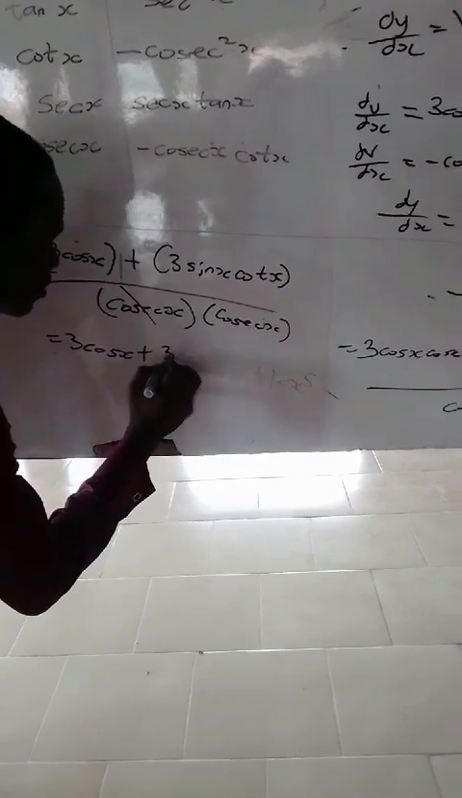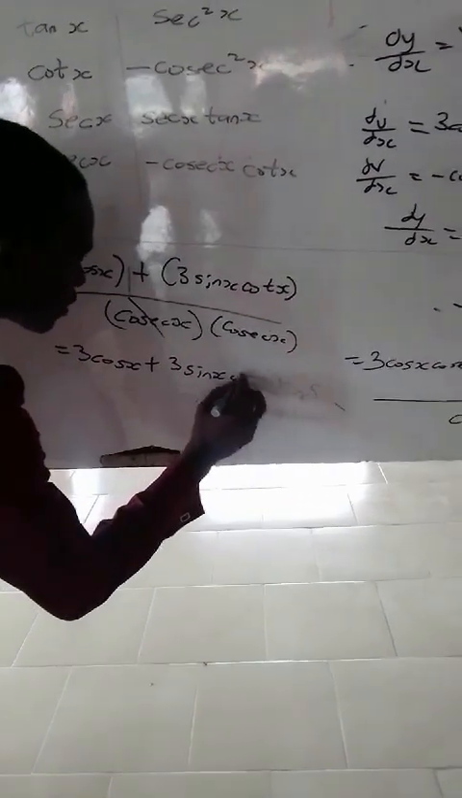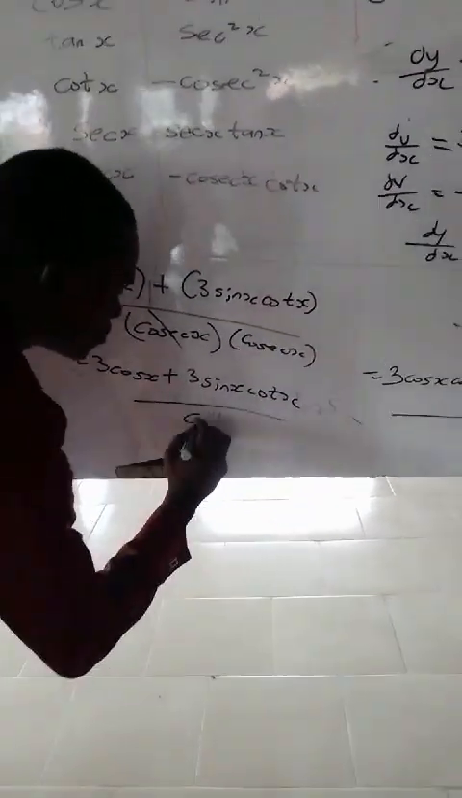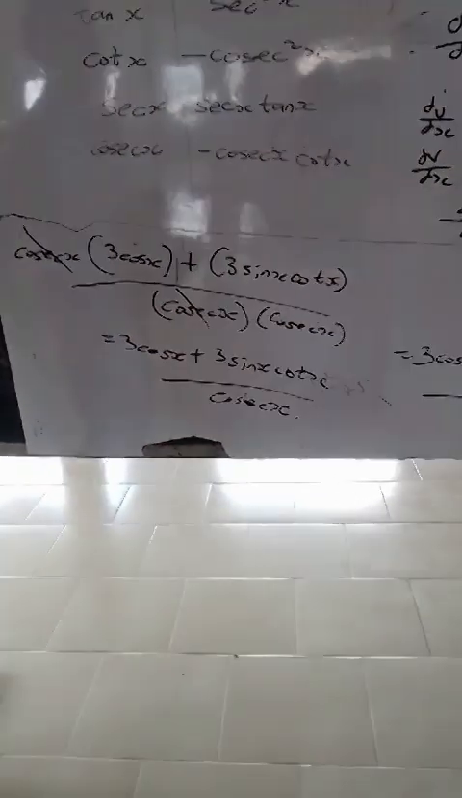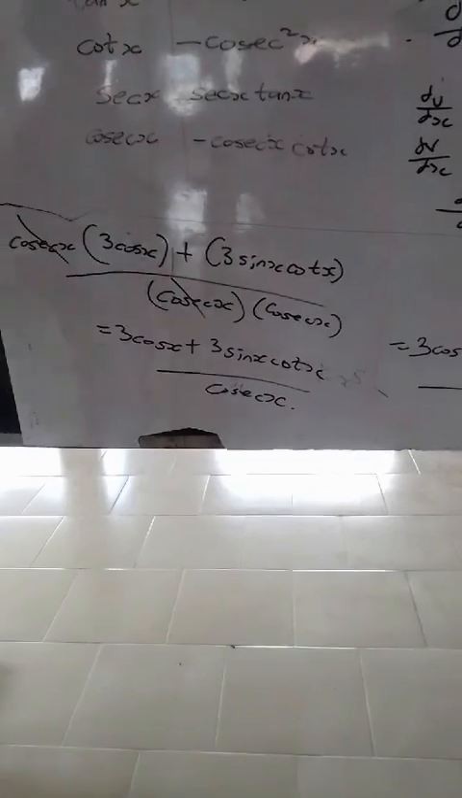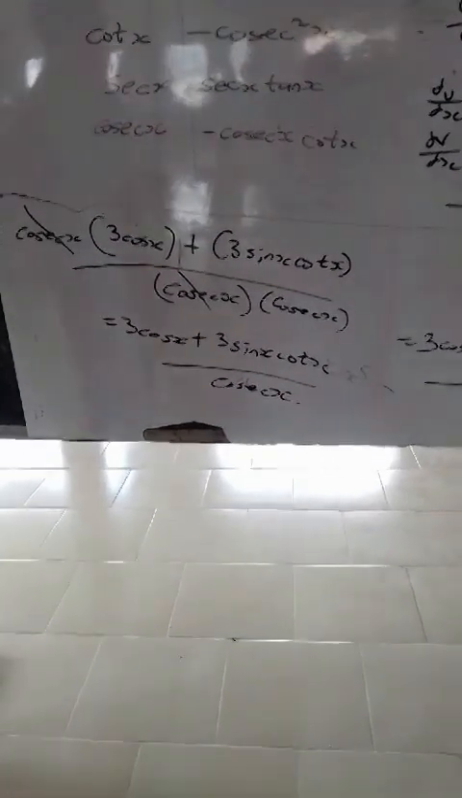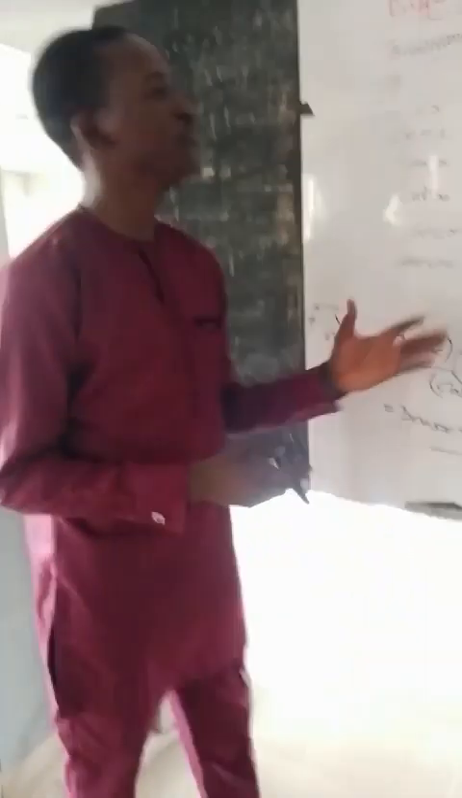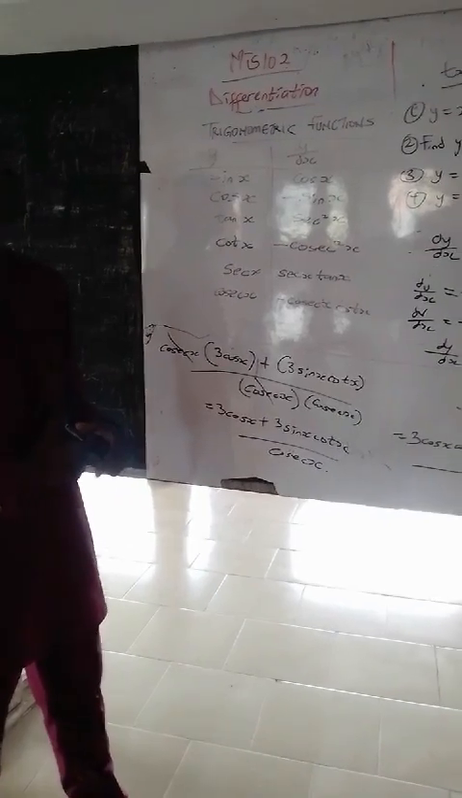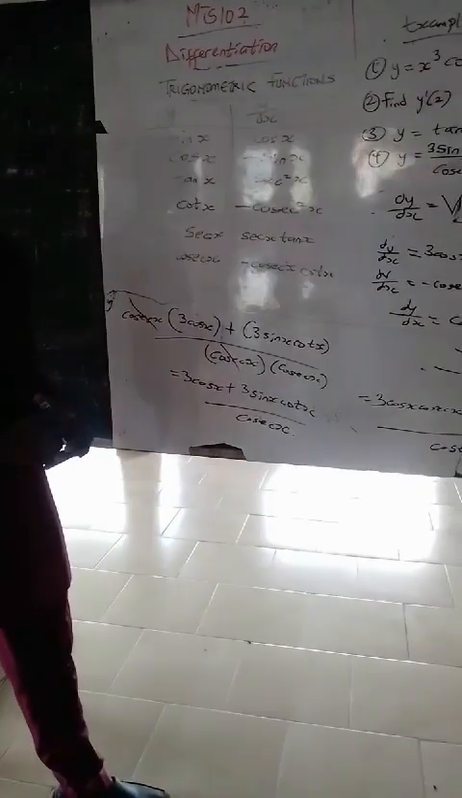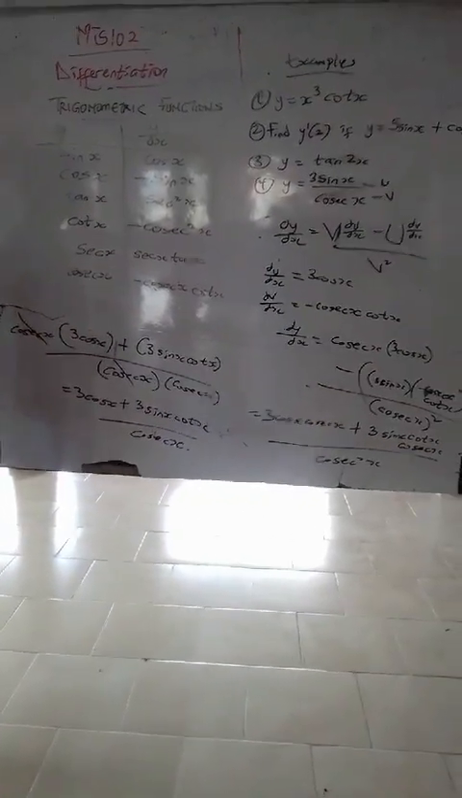Your final answer will now be what? 3 cos x plus 3 sin x cos x all over cosec x. So this will be your final answer. Even if you want to continue, you can still continue, but we don't need it here. So this will be the video I will be doing regarding differentiation.